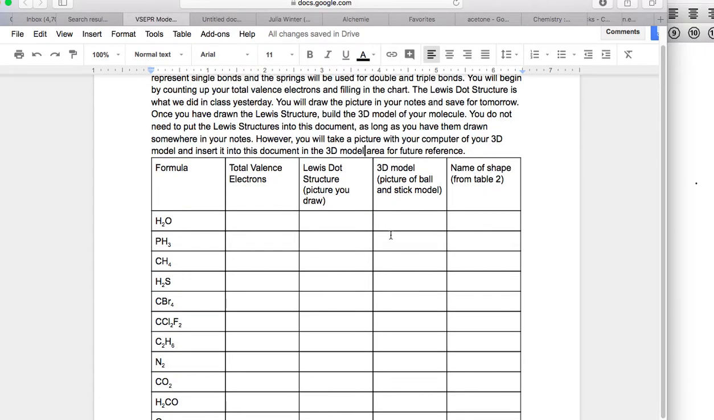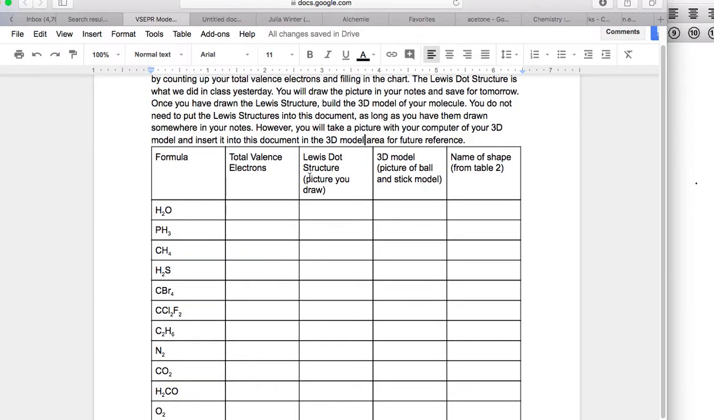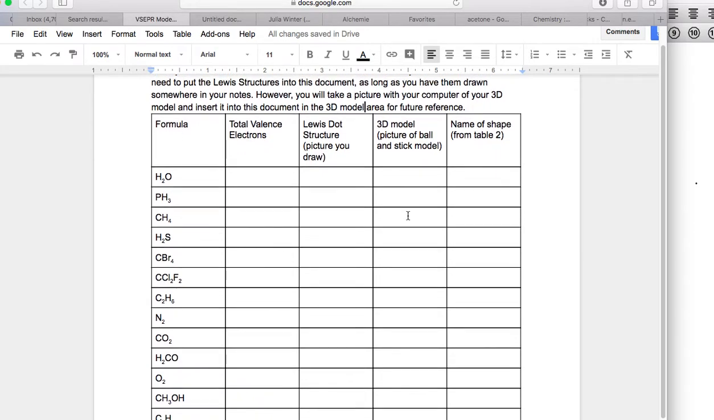So for your assignment, you can draw these pictures in your individual notes if you want, and then I will just have to see those or get a picture of them. The 3D model, though, you can take a picture of it with your computer and insert it right into here. You don't have to have everybody take a picture of it. You can take a picture on one person's computer, and then you can airdrop it onto each other's computers if you want. Do it as a pod.